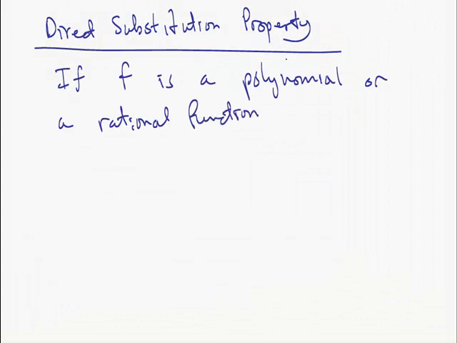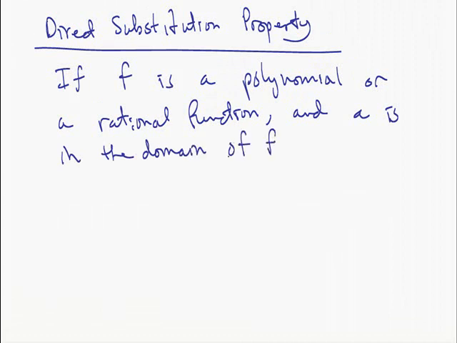and a is in the domain of f. Well, if it's just a polynomial, then a is always going to be in the domain, because for a polynomial function the domain is all real numbers. But for a rational function we have to make sure that the value a does not make the denominator 0. If that's the case, then the limit as x approaches a of f of x is equal to f of a.